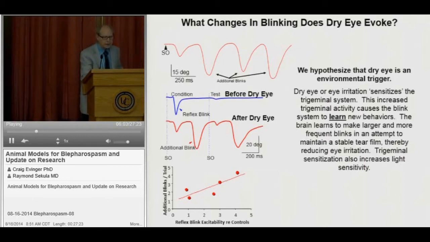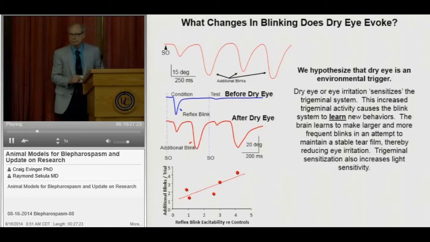So let's think about what those, I've shown you all these graphs. What's it really look like? So here's a kid with eye irritation.